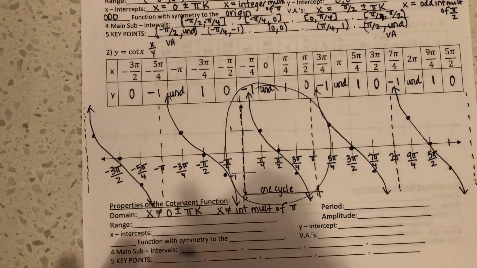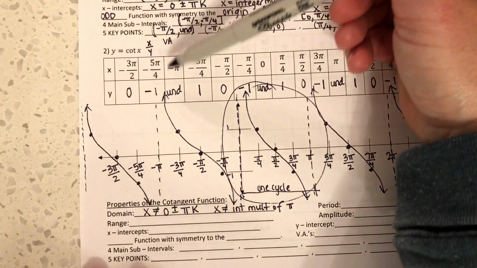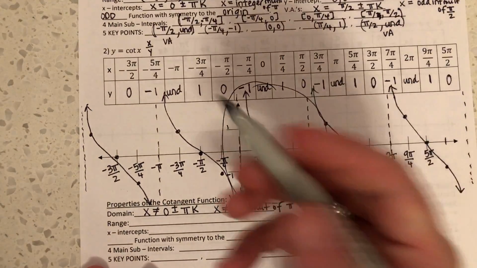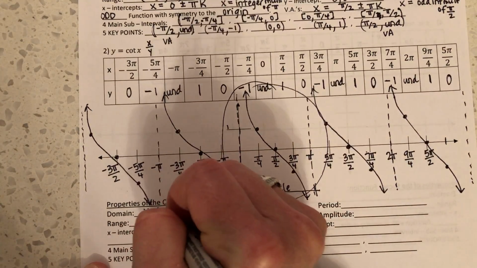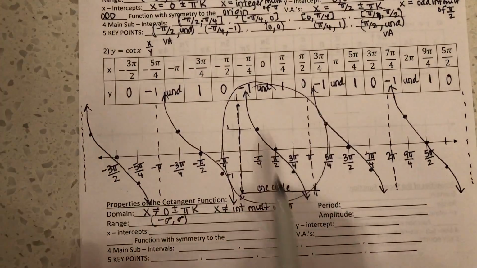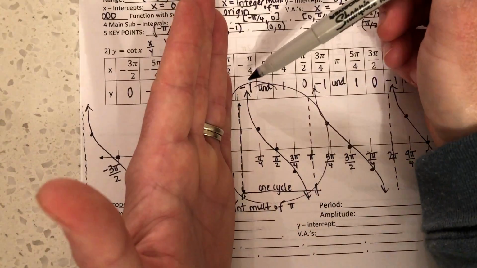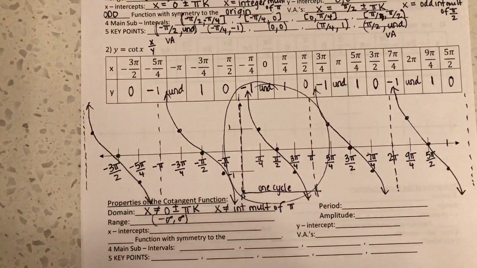Okay, all right, what about your range? Your range is still the same as tangent. It's still going, your y's from negative infinity to infinity. And if you think about one cycle, the cotangent is a decreasing function, okay?